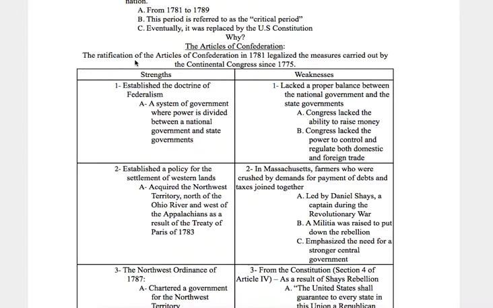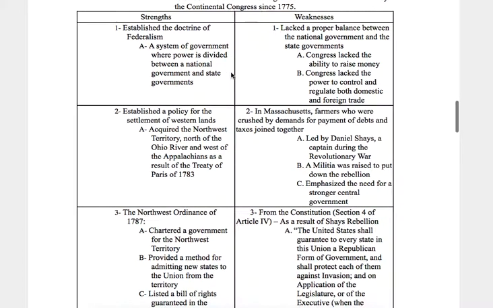The ratification of the Articles of Confederation in 1781 legalized the measures carried out by the Continental Congress since 1775. There were both strengths and weaknesses. Strengths. 1. Established the doctrine of federalism. This is a system of government where power is divided between a national government and state governments. Weakness. 1. It lacked a proper balance between the national government and state governments.